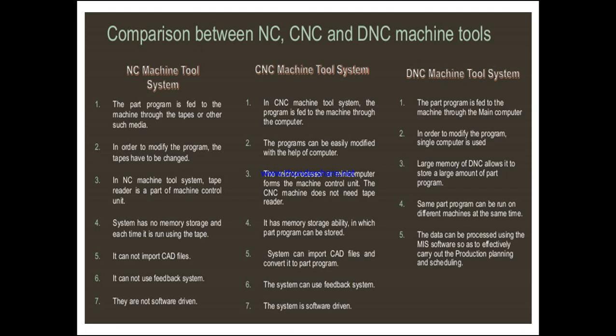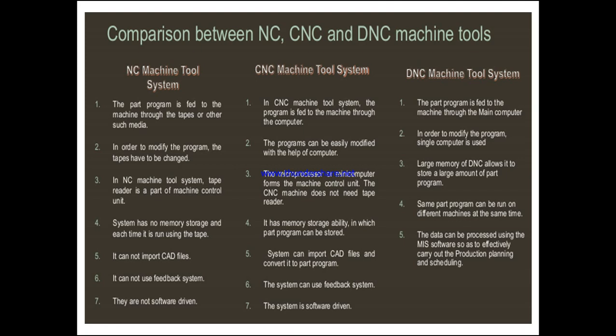So when we compare NC with CNC and DNC machines, in the NC machine tool the part program is fed to the machine through tapes or other such media. So we should have tapes in case of NC machines. Right now we are having the CNC machine tool system. The program is fed to the machine through the computer. So the part program is fed to the machine through the main computer. In order to modify the program in NC, the tapes have to be changed. But here, to modify the program, it is easily modified with the help of the computer. So a single computer is used here. That is what we are having in the DNC.